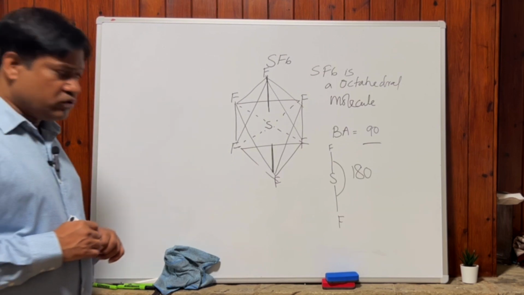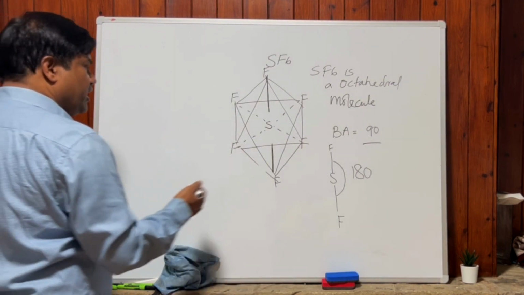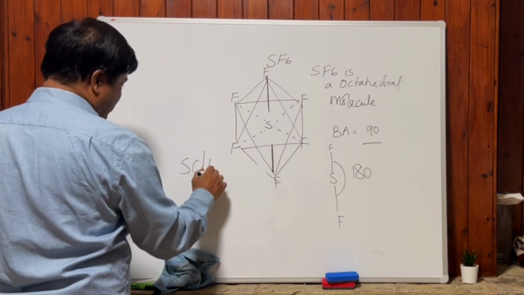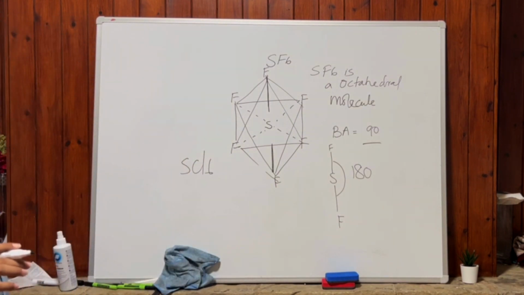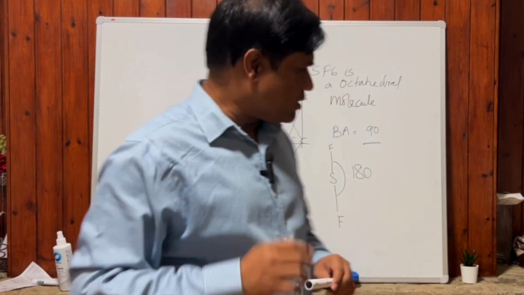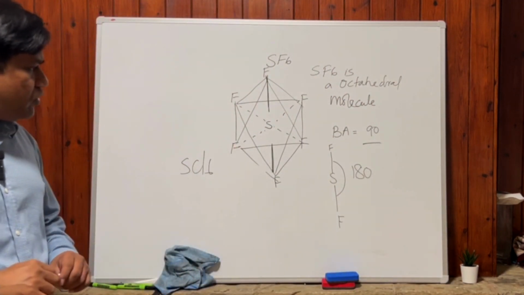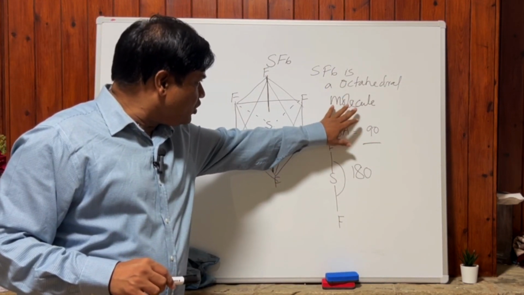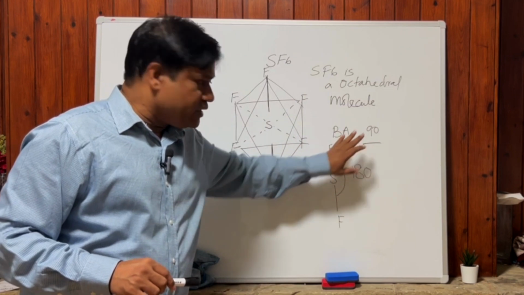SF6 molecule. So instead of fluorine, can we take any other halogens? You can take SCl6, but I haven't seen an SCl6 compound. SF6 is a common compound, a very famous compound. So the shape of the molecule is octahedral and the bond angle is 90 degree.